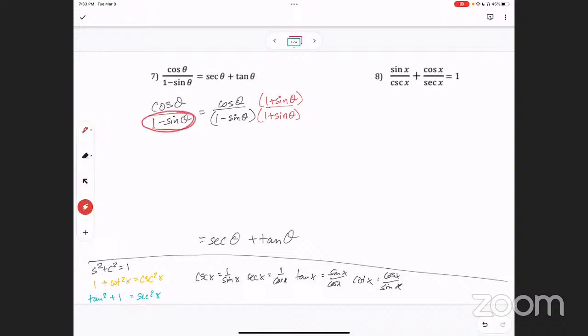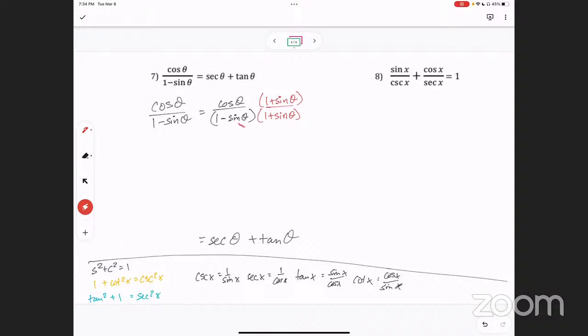Whenever you see something like this, you can immediately think to yourself, oh, if I multiply it by the conjugate, what's going to happen when I multiply 1 and 1 together? It's going to be 1. What's going to happen to my outside and my inside? Are they going to cancel out? Yeah, they're going to cancel.